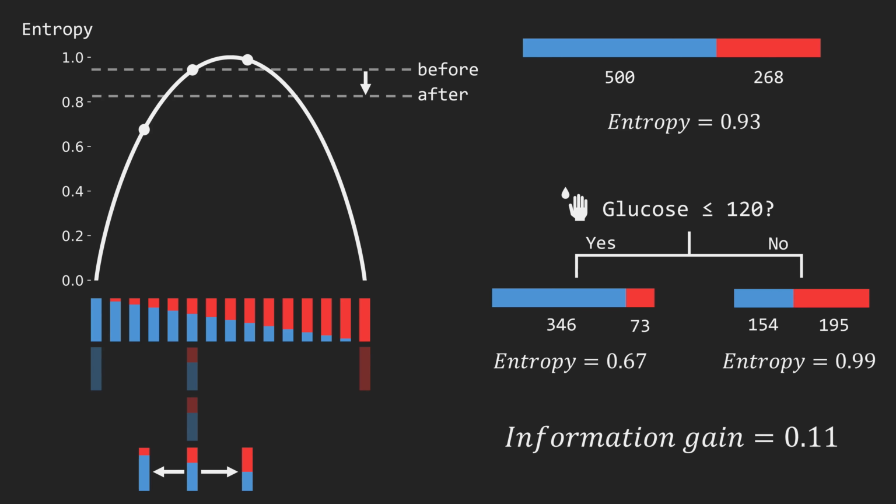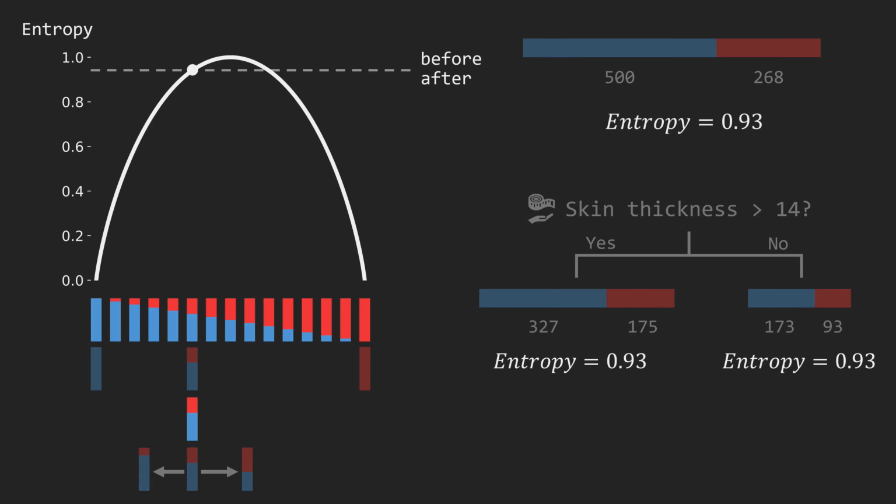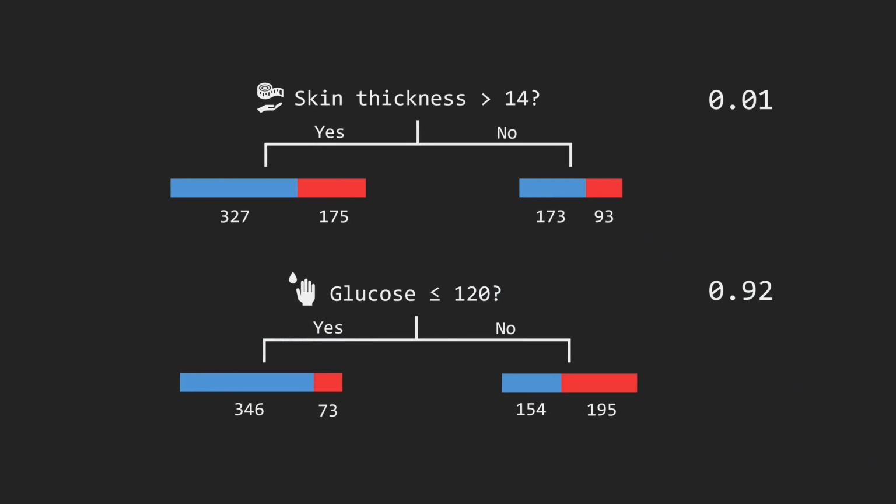And how about the skin thickness question? Entropy before and both entropies after are the same, 0.93. So the weighted entropy after is also 0.93, giving information gain 0. This question adds no useful information. Now we finally have a single quality number for each split that tells us how good it is for decision making.